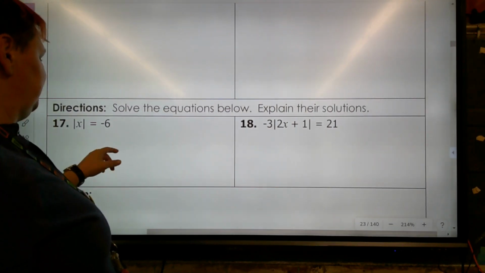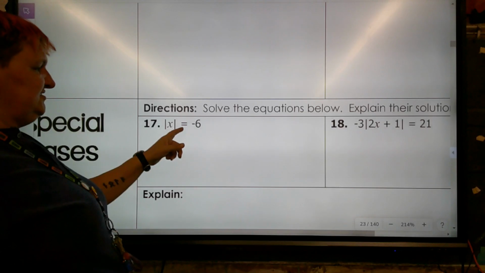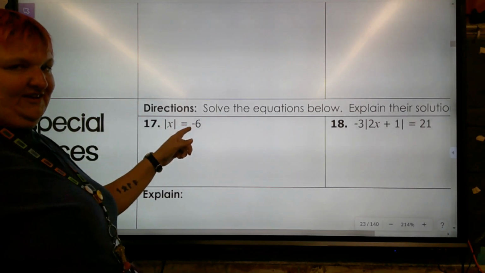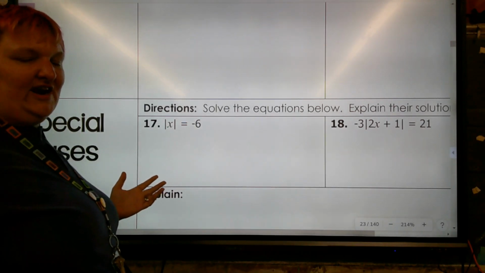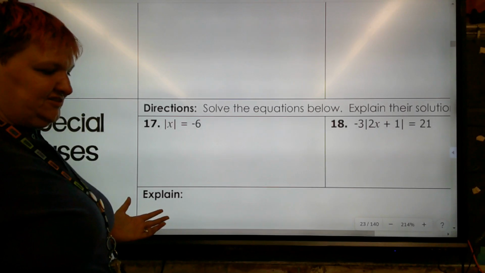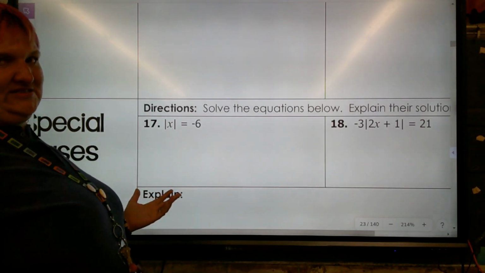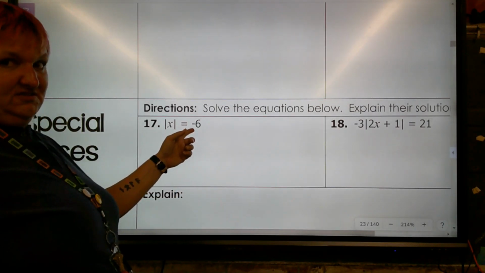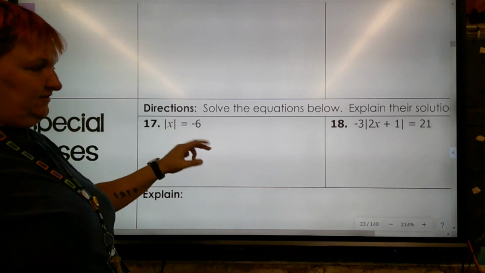Some of these are special cases. Special cases, if it's an absolute value of something, you cannot end up with a negative answer. That's not possible. The whole point of an absolute value is you're finding the distance from 0. Your answer has to be positive. There is nothing on earth this x could be to give you negative 6. Period.